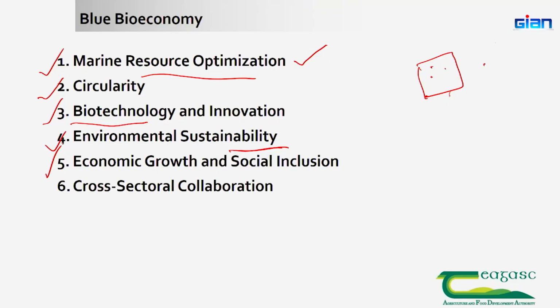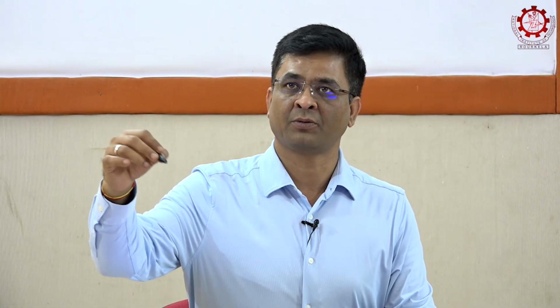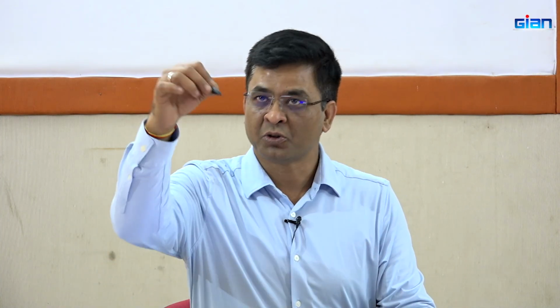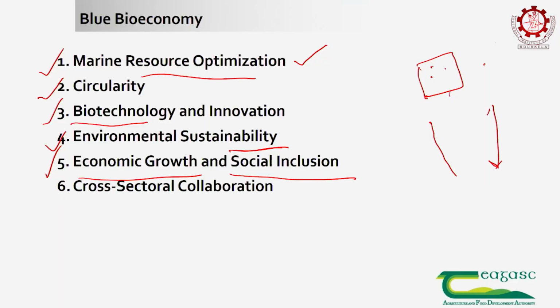So the fifth principle related to blue bioeconomy is economic growth and social inclusivity. Now, how many of you are from the coastal regions? Which part? If you have seen Chennai, or further south of Chennai, near Pudukkottai, Pattukottai, all those belts on the coastal side, the fishing nets and the fishermen, their economic life is not as good as the farmers who are growing fish or animals on the land.